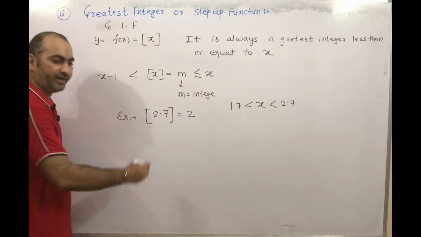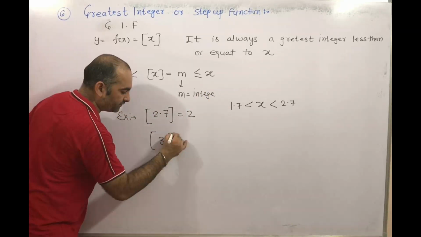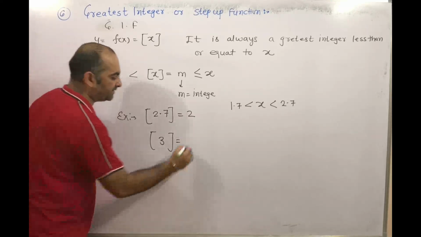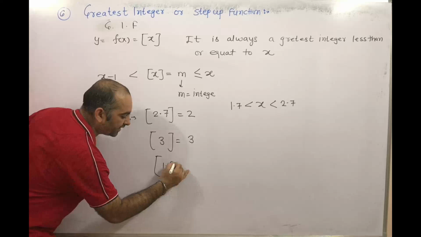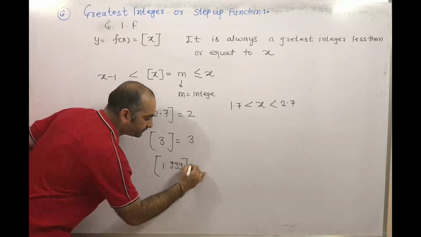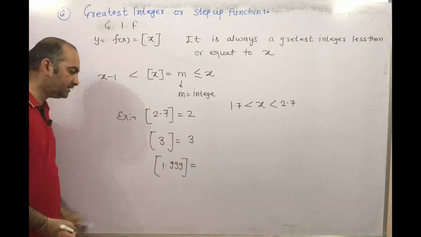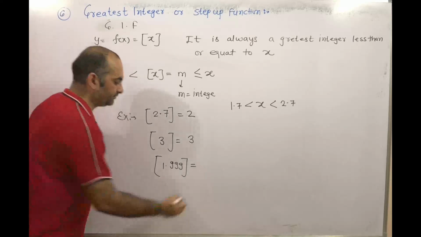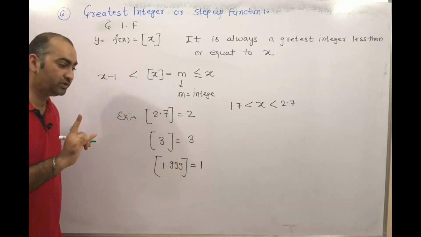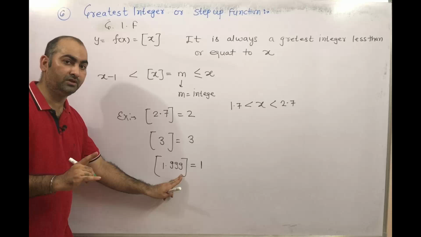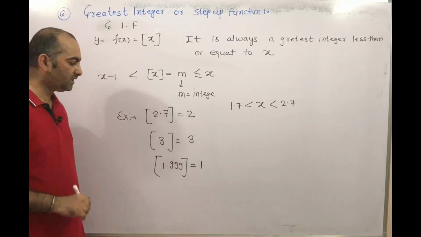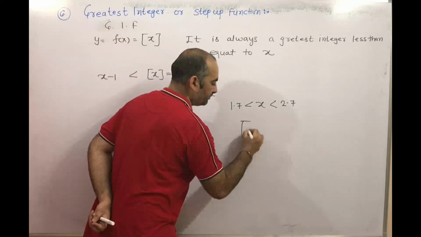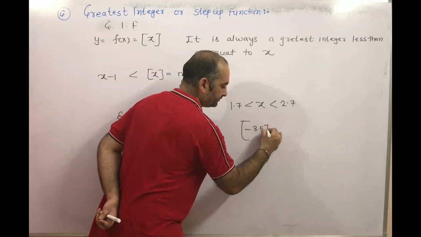So the greatest integer of x is always less than or equal to x and greater than x minus 1. If I have the greatest integer of 3, then 3 will come as it is. If I have the greatest integer of 1.999, then what will come? The integer less than this is 1. 2 will not come, because 2 is more than 1.999. Always less than this number, so 1 will come.